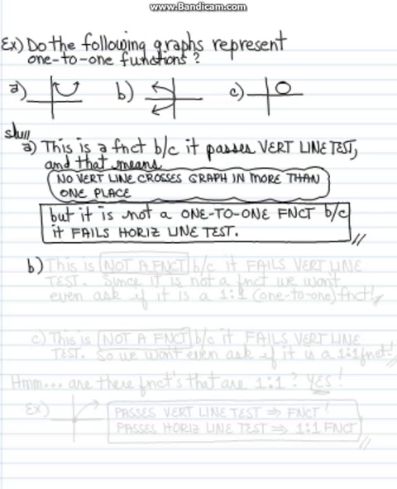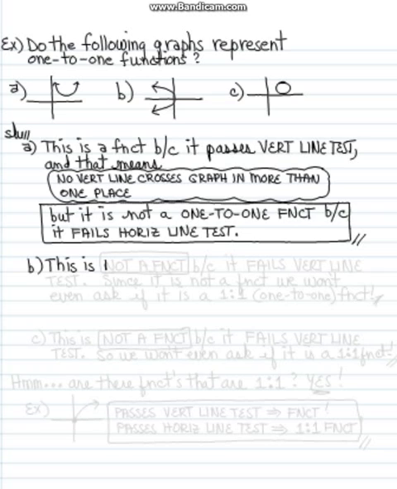So once again, the deal is this. In order to be a function, that's the first thing you have to determine. It has to pass the vertical line test. No vertical line crosses a graph in more than one place. Then you can go on to the actual question, is it a one-to-one function? Well, now you do the horizontal line test. If it has no horizontal line that crosses the graph in more than one place, then yes, it would be a one-to-one function. Let's look at the next example.